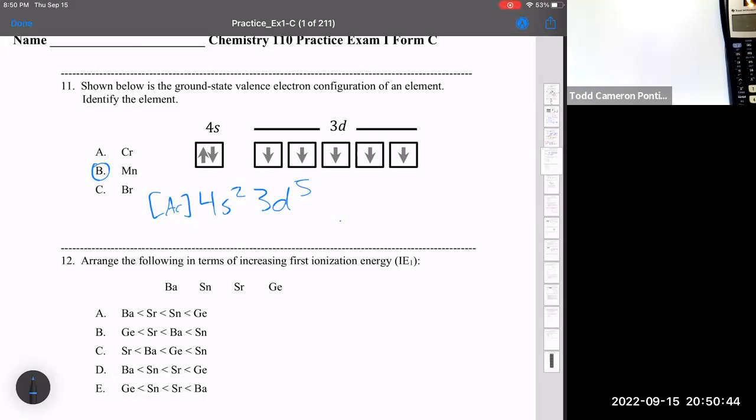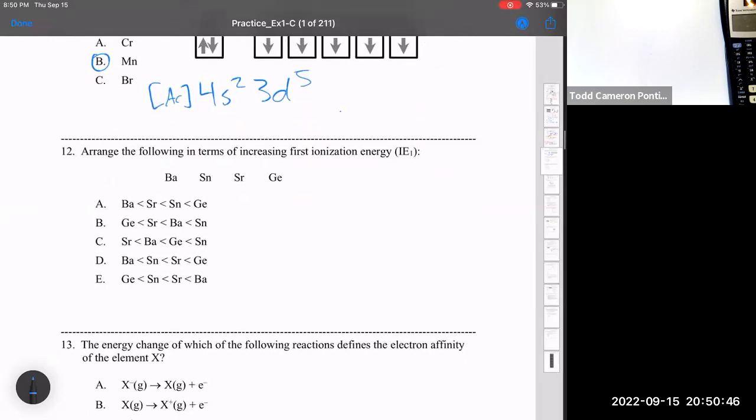All right. Arrange the following in terms of increasing first ionization energy. The trend for first ionization energy is as follows.